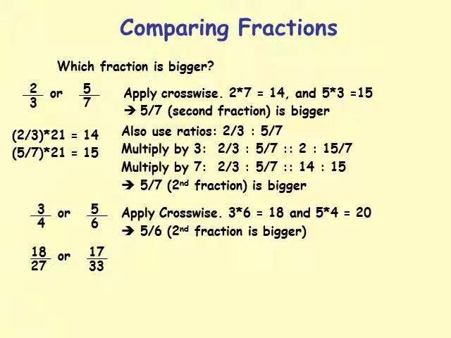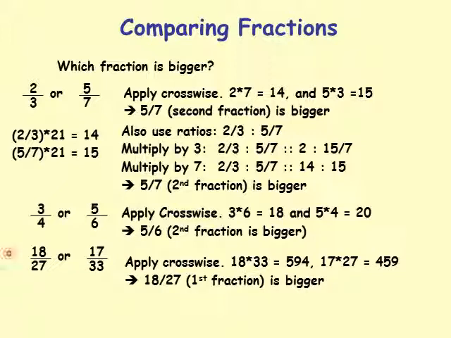Let's continue with another example here. 18 over 27 or 17 over 33. Do the crosswise again. 18 times 33 is 594. 17 times 27 is 459. So this is larger, so the first number is larger. The first fraction is larger. That means 18 over 27, the first fraction, is bigger.